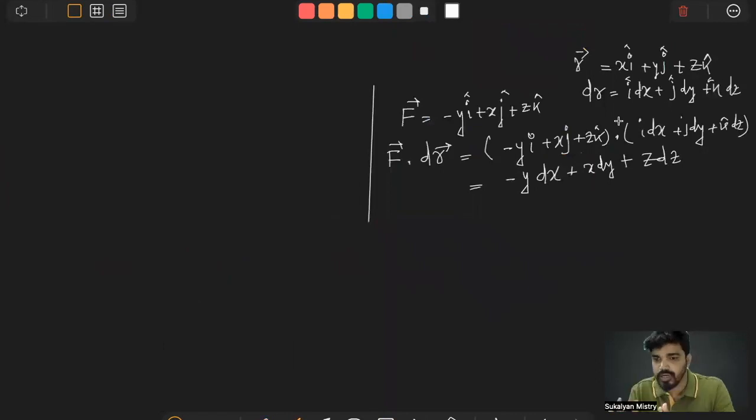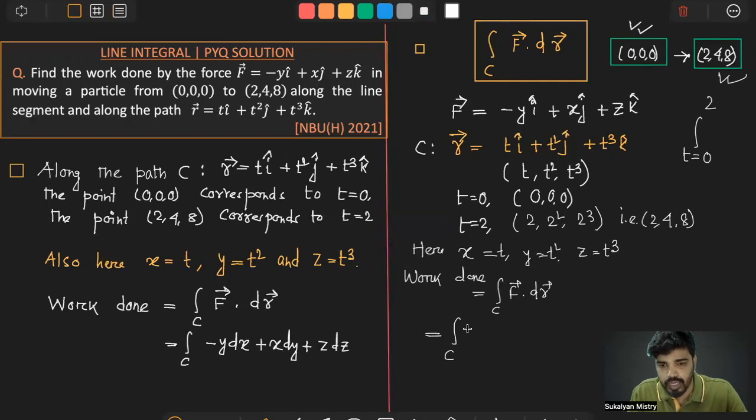Roughly, you do the calculation and see, okay? So what we get? That is minus y dx plus x dy plus z dz. Now what is x? x is t. What is y? y is t square, z is t cube. So put the values. So y is equal to t square.